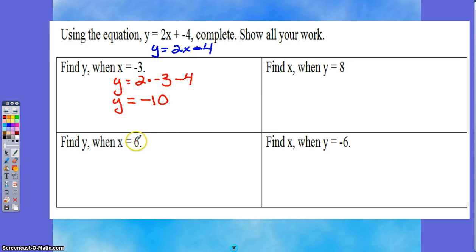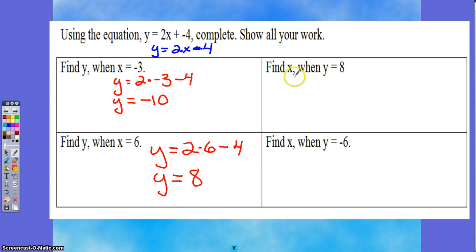Next one, I have an x value of 6, so I need to put it in my x slot. Don't accidentally put it in your y slot, put it in your x slot. So my equation now is y equals 2 times x, which is 6, minus 4. Do my multiplication, I have 12 minus 4, and I get 8.